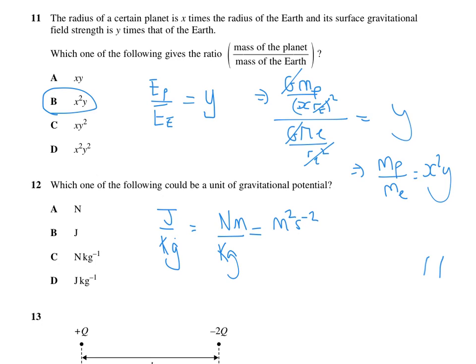Okay. Could be, so newtons, no. Joules, no, because it's joules per kilogram. We've got newtons per kilogram, no. But we've got joules per kilogram. Absolutely fine.